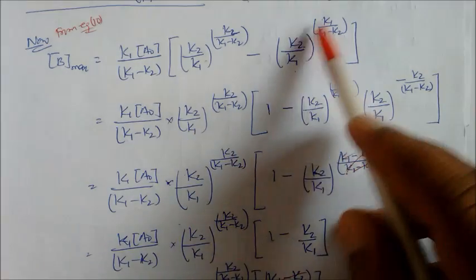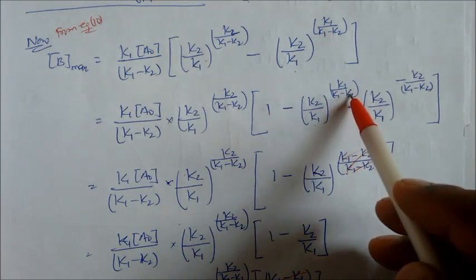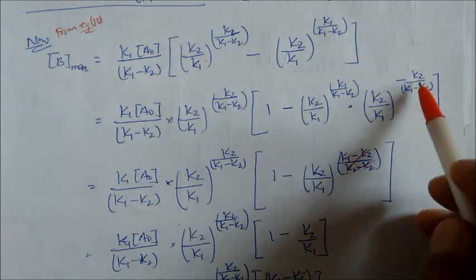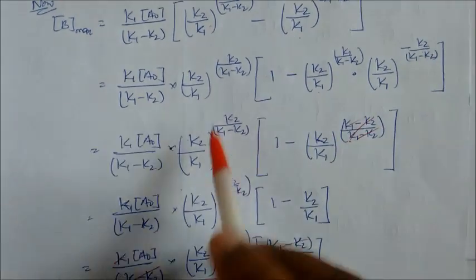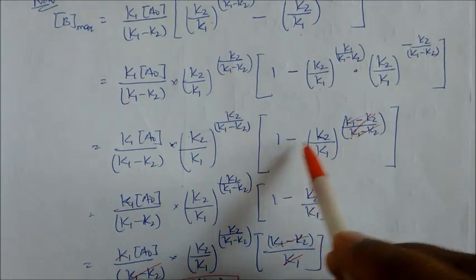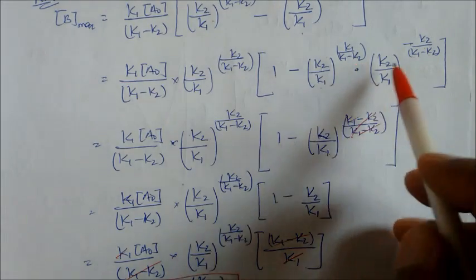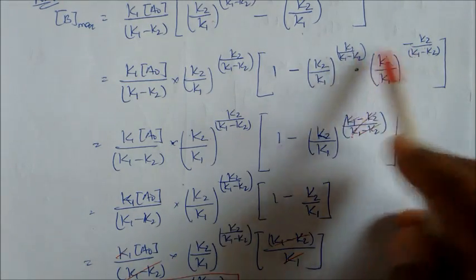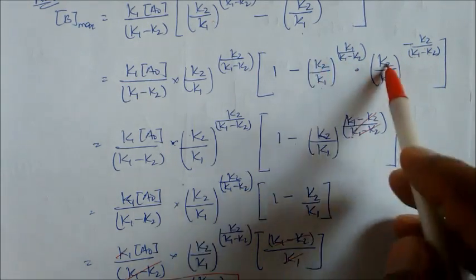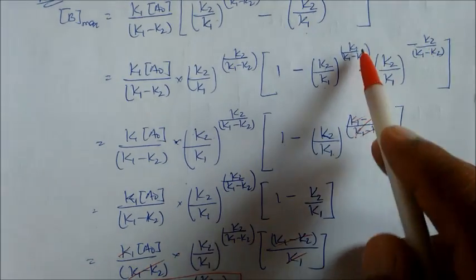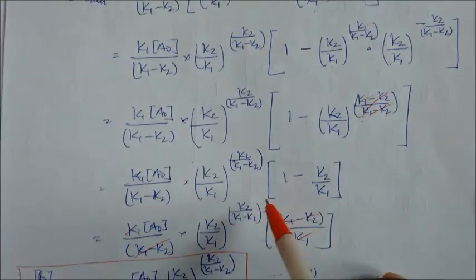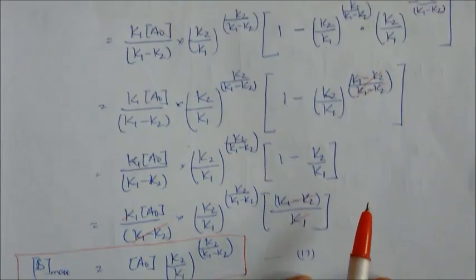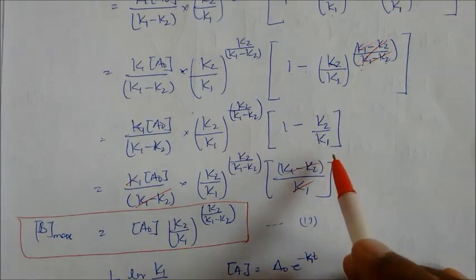So k2 by k1, k1 by k1 by k2, and divided by this value. So this value is going inverse, minus k2 divided by k1 minus k2. So this is the common value, and this becomes 1 minus k2 by k1. And if you see, the power is equal, since these two values are constant, this will be added up. So k1 minus k2 divided by k1 minus k2. If you cancel, it becomes 1. So this is nothing but 1 minus k2 upon k1.